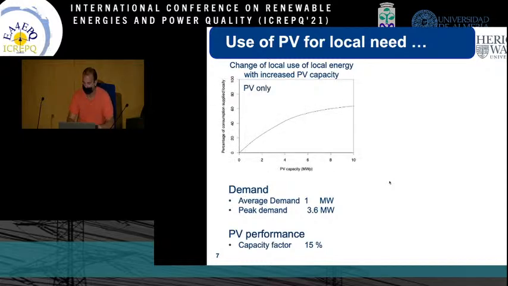If we now try to install a system which is only based on PV, we've got an average demand of 1 megawatt and peak demand of 3.6 megawatt, and the installed PV capacity starts from 0 up to 10 megawatt peak. We know in this location we've got an overall annual capacity factor of 15%. You see that with increased PV capacity, we first increase the percentage of the consumption supplied locally. So at 2 megawatt peak, we supply about 20% of the local demand. But then this levels off at about 60%, so we can never meet all the demand by PV alone.